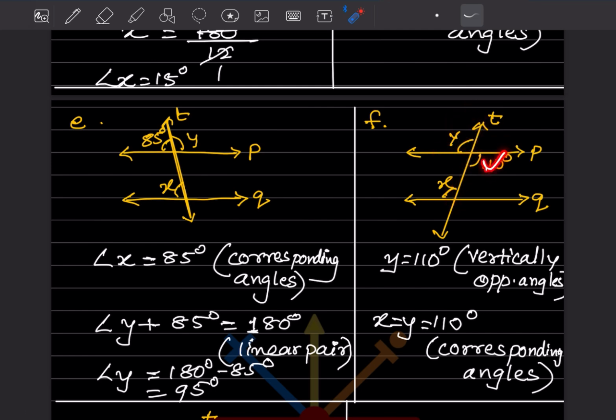Now we can compare this angle and this one. We can see both of them, because this is a transversal. Or we can consider this both. These are the alternate interior angles. So x will be 110, or we can do this and this one. We can consider this as the corresponding angle. Both ways we are going to get 110.